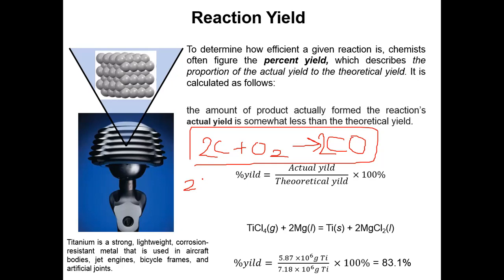Let me just give you some numbers. Say we have 24 grams of carbon from the very beginning. So we know we measured the carbon at the very beginning because before starting the reaction, we measured the carbon on balance. For example, we took 24 grams. How much carbon monoxide should we produce? 48. How did you find this 48?